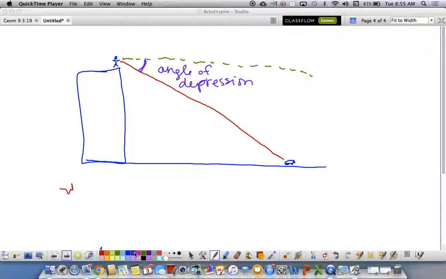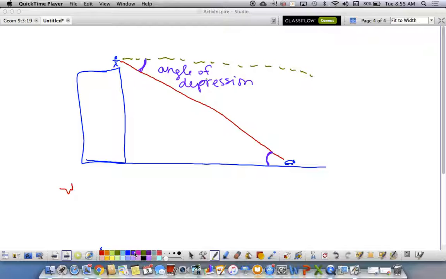Do you want to come label what it's congruent to? Tell us why. Alternate interior angles says this angle of depression is also where inside our triangle. The angle on the other side, right there.